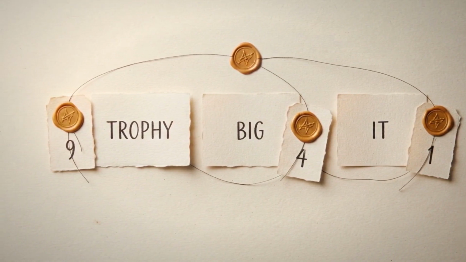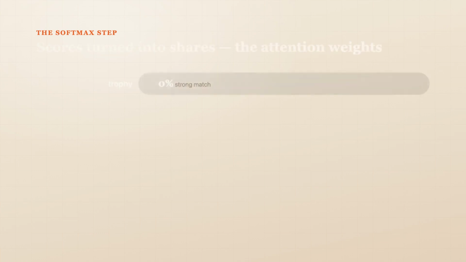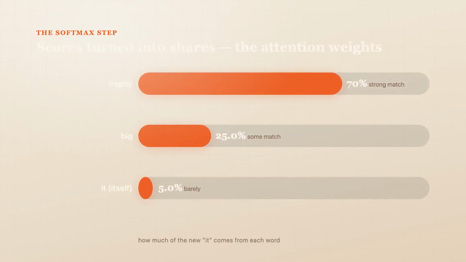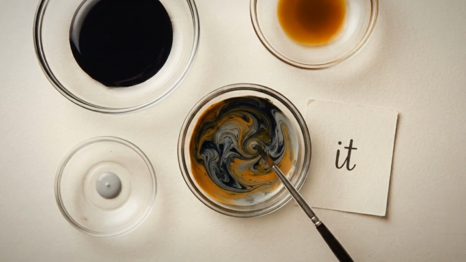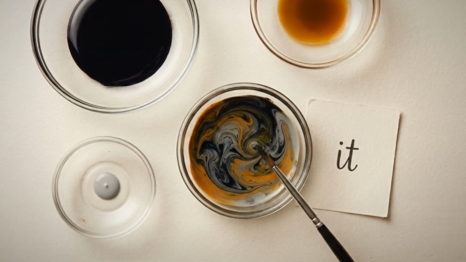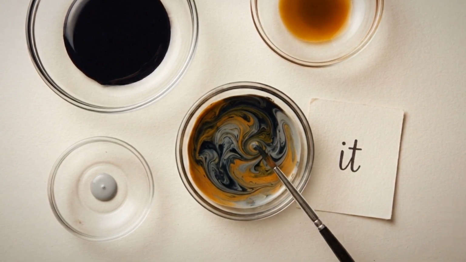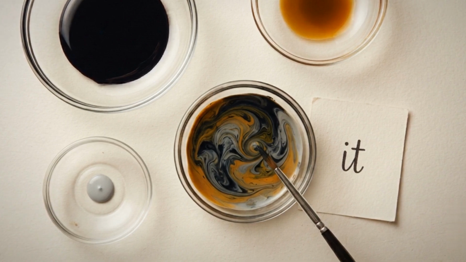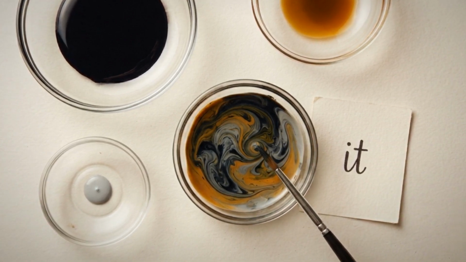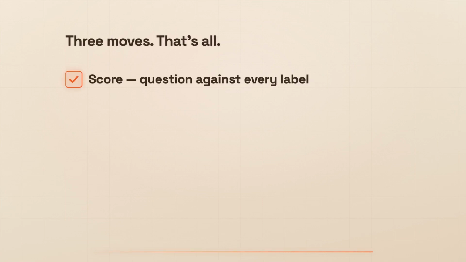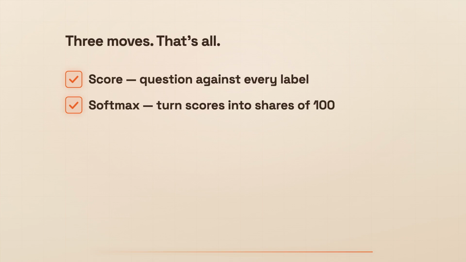Now we do one gentle step. Turn those raw scores into percentages that add up to 100. That squashing step has a fancy name, softmax. But all it does is turn scores into shares. We get trophy 70%, big 25%, itself 5%. Those percentages are the attention weights. Last step, blend the notes by those weights. Take 70% of trophy's meaning, 25% of big's, a little of its own, and mix. The brand new it is now mostly trophy with a dash of big, which is exactly the leap your brain made in the first second. No magic, just 3 moves, score, softmax, blend.